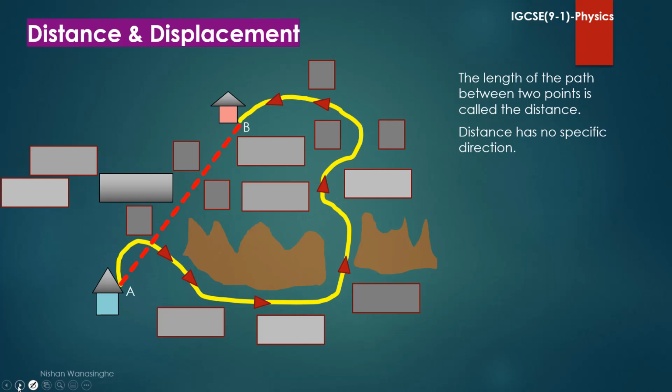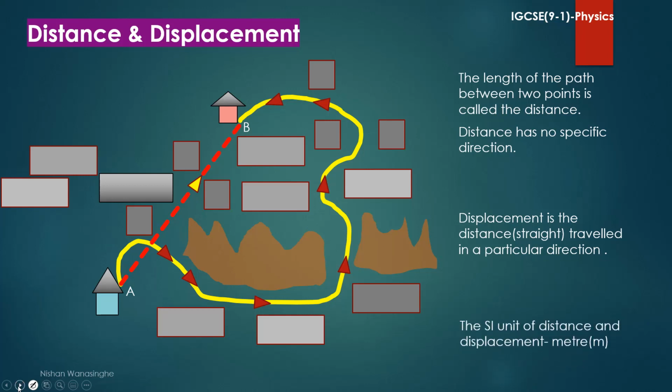You can see A to B. If I draw a straight line, that is the straight distance. That means displacement. Displacement is the distance or straight path traveled in a particular direction. The SI unit of distance and displacement, both being lengths, is meters.